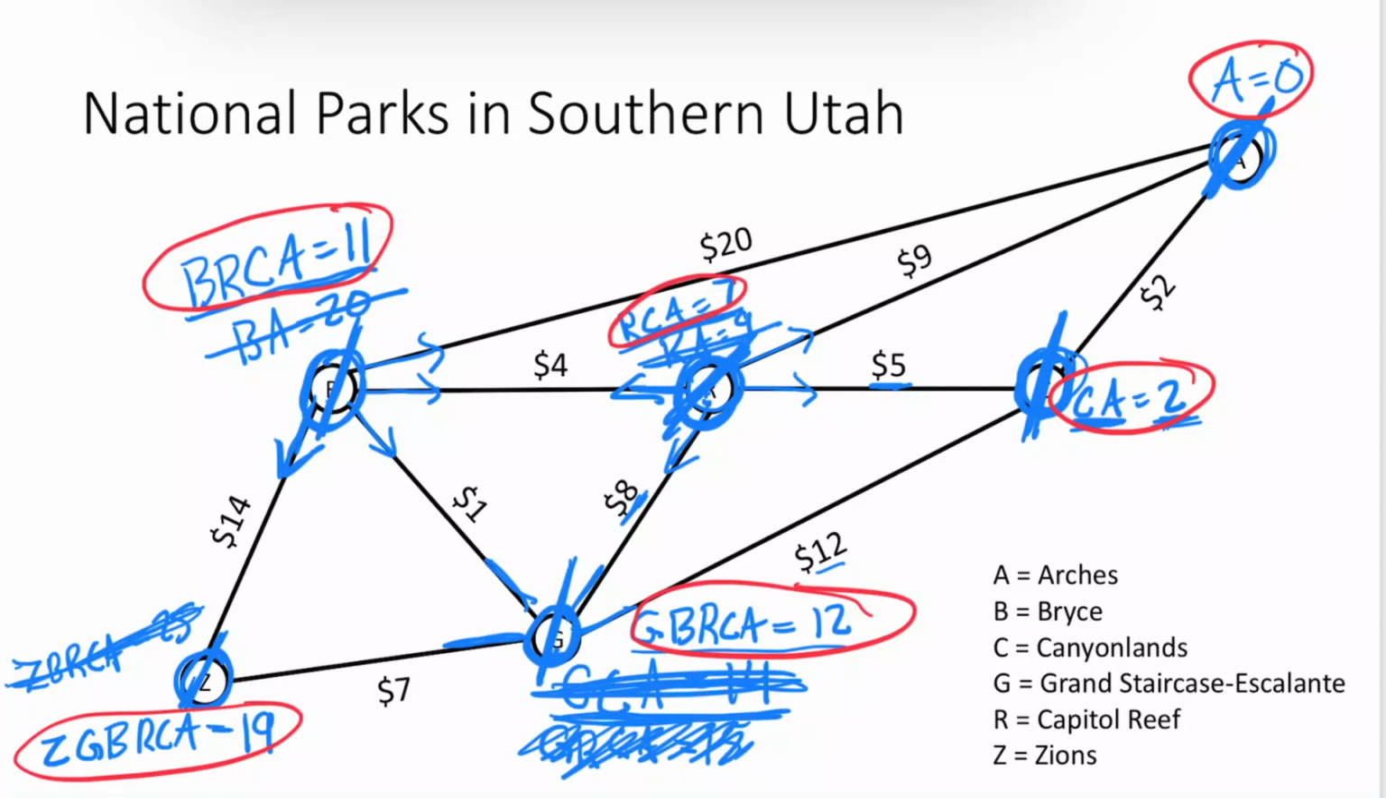So for example, if I was asked, what's the cheapest path from Bryce National Park to Arches? Well, it's basically this one right here, where the cheapest way to get from Bryce to Arches is to take the shuttle from Bryce to Capitol Reef, then take the shuttle from Capitol Reef to Canyonlands, then go from Canyonlands to Arches, and that's the cheapest route to get from Bryce to Arches. And Dijkstra's algorithm basically gives you all of the shortest paths back to your starting vertex.